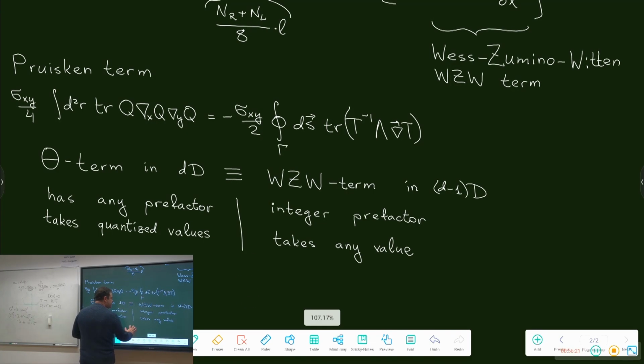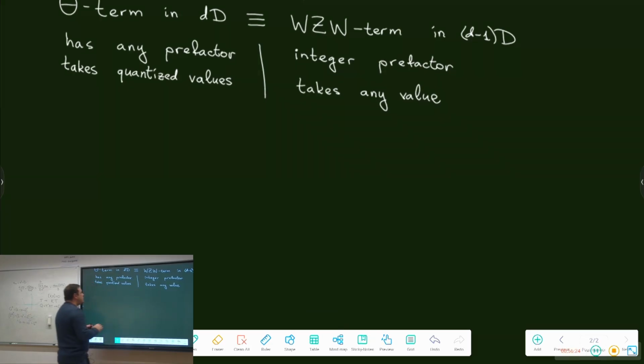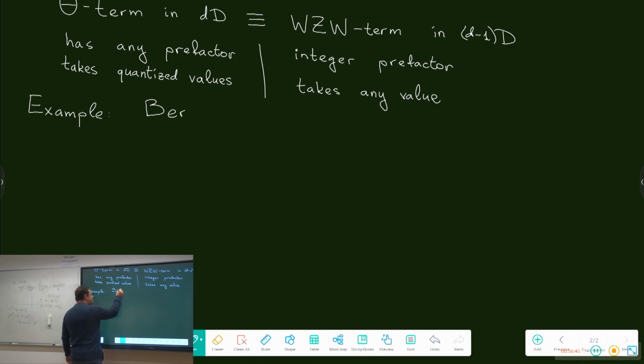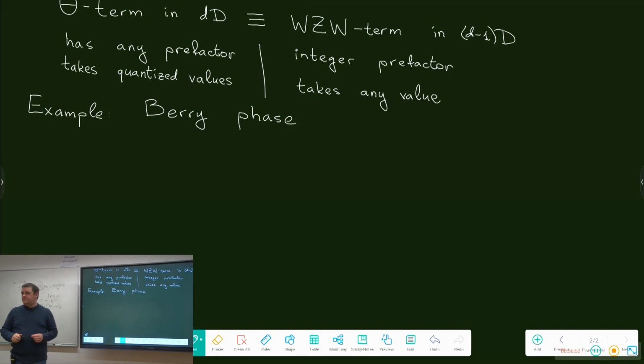So, an example. I hope that you know this example to some extent, but if not, I will try to explain. The example has a name, and we could have a separate lecture about this topic, but we don't. The example is called Berry phase. How many of you know what Berry phase is? Okay, everybody knows, so we can skip it and go forward.